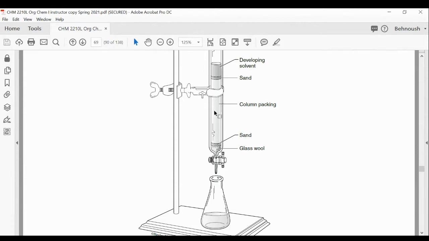When you have your column packing, there should be no gap, because your sample is moving down and along the column packing, the stationary phase, using up solvent. The column packing is like powder, but the particles are not stuck together. It's not a solid piece. It's like a packed powder. That's how the solvent, the mobile phase, passes through with the unknown sample.